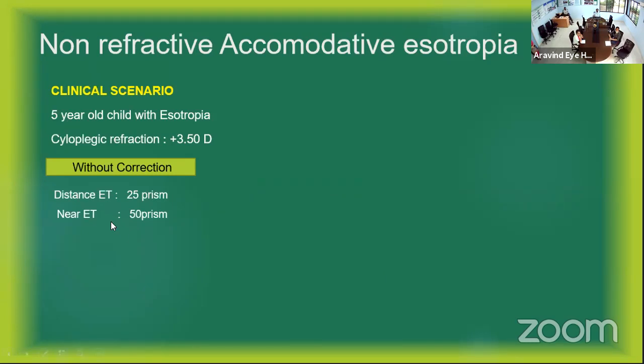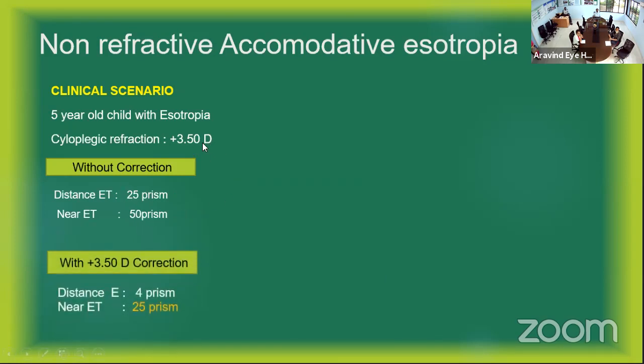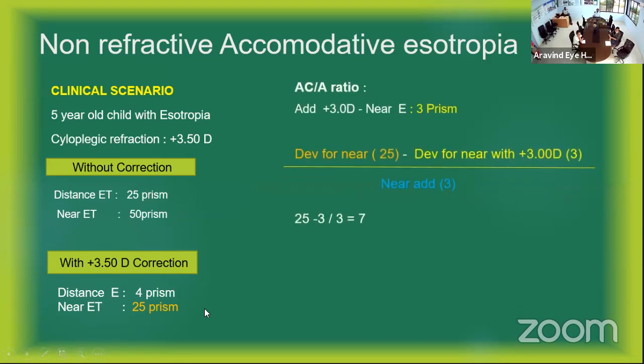From this itself, there is a discrepancy between the distance and near. So now you give the +3.50 diopter, which you have found out through your cycloplegic refraction, and see how the esotropia behaves. You'll see that there is a drastic reduction in the distance esotropia, but near it is reduced from 50 to 25, but not significantly. So if there is going to be a correction and then you see a distance near disparity, you have to immediately look for AC/A ratio.